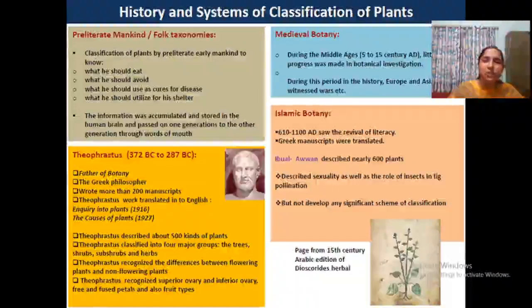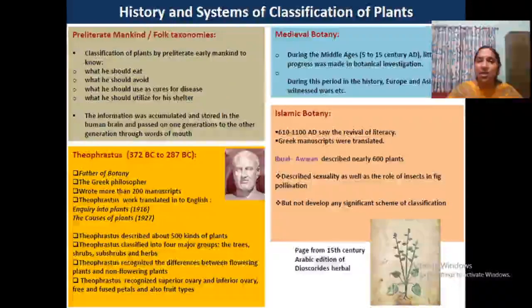Then it comes to the Theophrastus period, that is 372 BC to 287 BC. Theophrastus is known as the father of botany, and he was a Greek philosopher, and he wrote more than 200 manuscripts. His book Enquiry into Plants has been translated to English also. He described about 500 different types of plants, and also fruits. And he also recognized superior ovary and inferior ovary, which we studied in morphology.